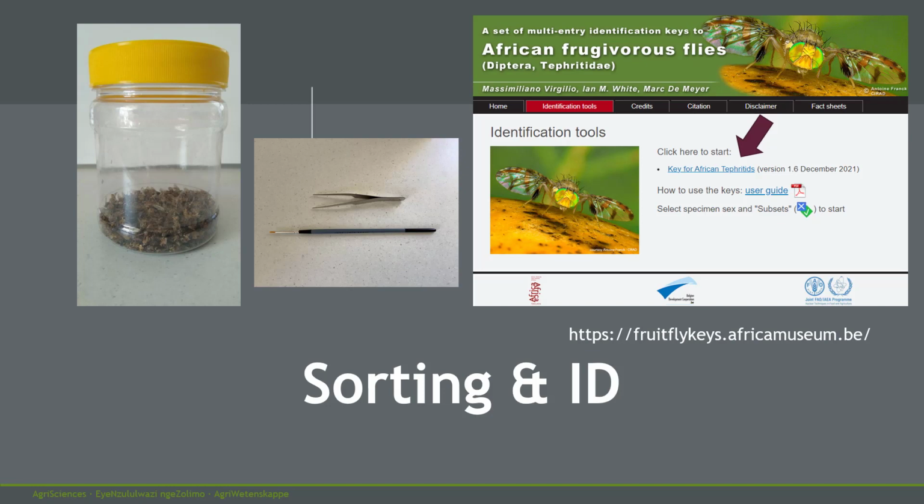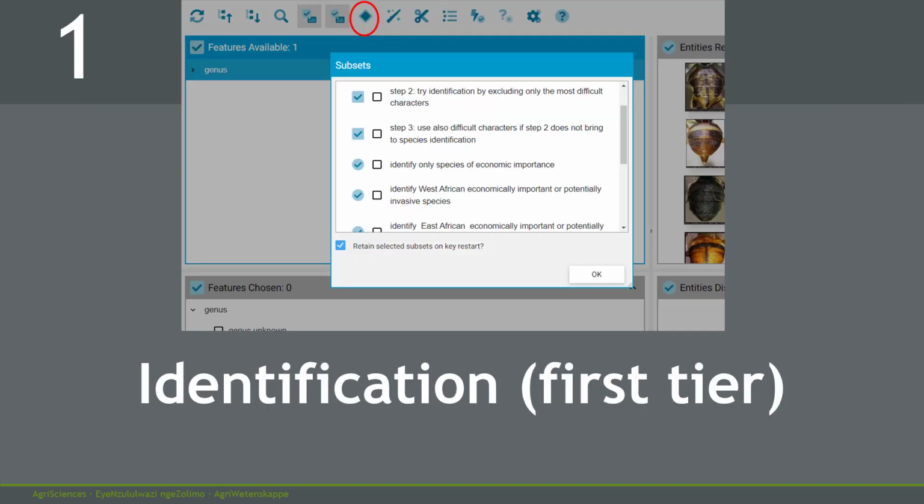Sorted fruit fly samples should be identified to genus and species. You can use the fruit fly identification key developed by Virgilio et al., which is freely available on the web and indicated on the top right corner. The first step in using the key is to use subsets. You can choose a subset by clicking on the diamond shown in the red circle above. Here you can choose to see only flies for a specific region or using only easy characters, for example.